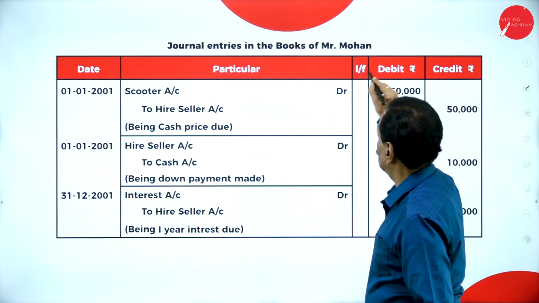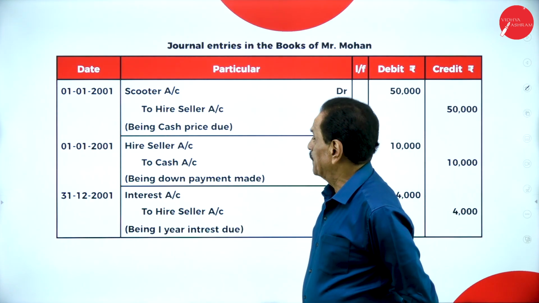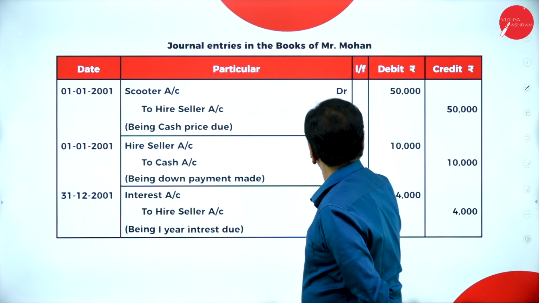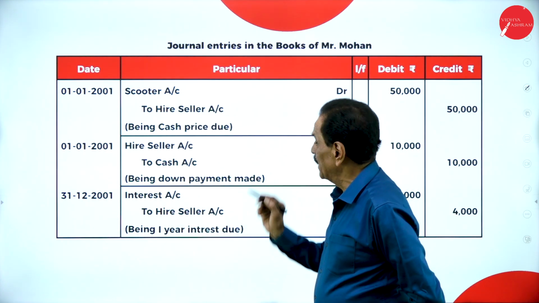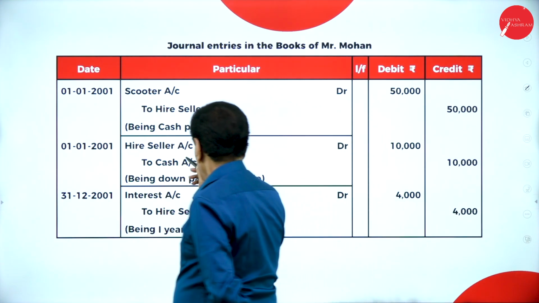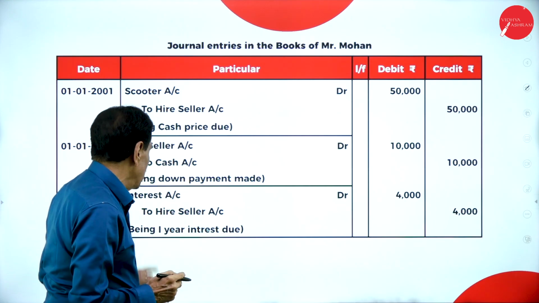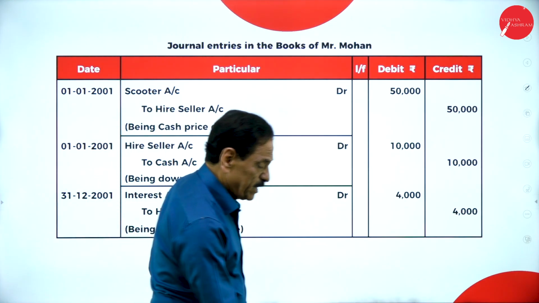First, entries in the books of Mr. Mohan, the hire purchaser. He purchased the scooter from a hire seller. Scooter account debit to hire seller account. He has to pay the money. Then hire seller account debit to cash, the down payment. Interest of that year: interest account debit to hire seller account.